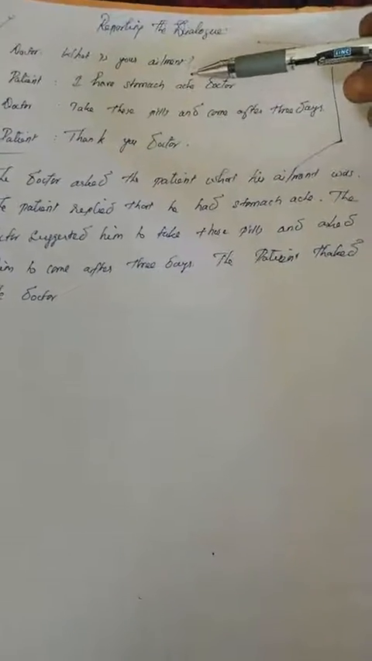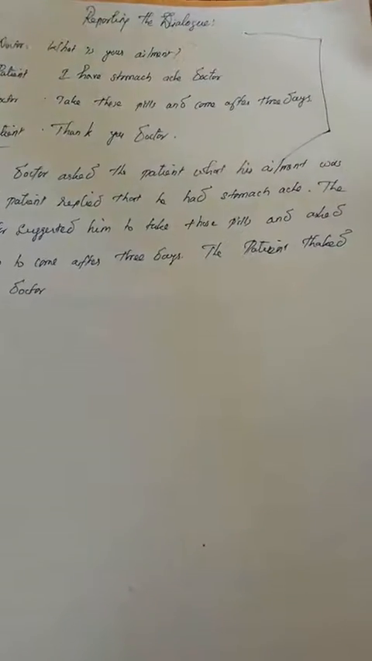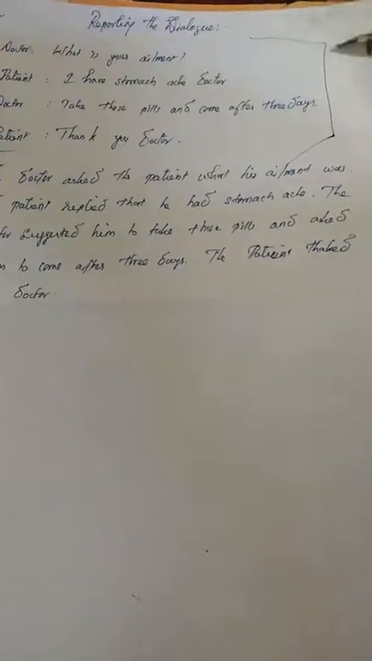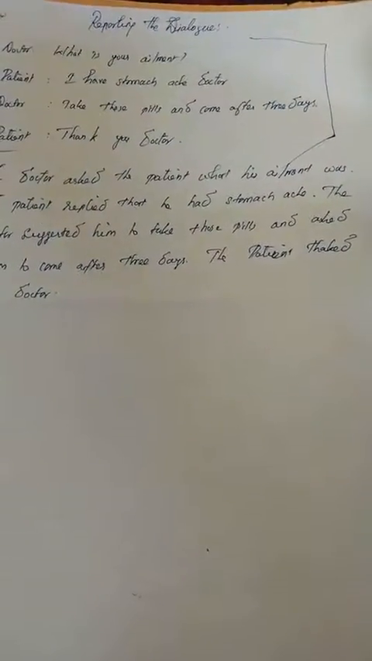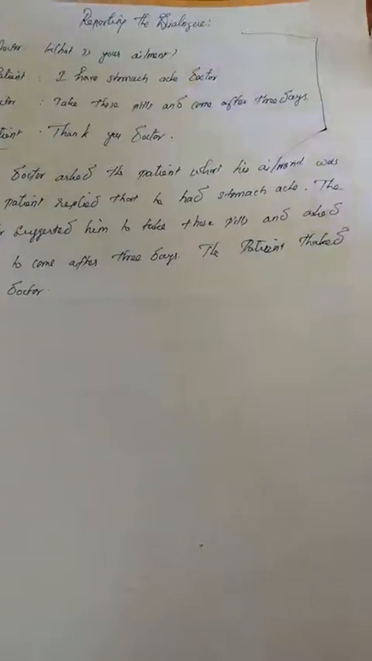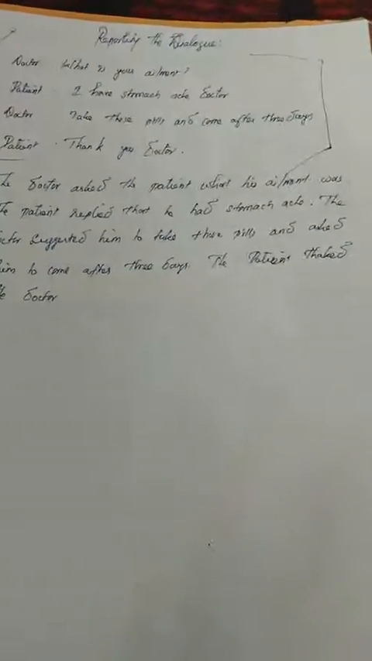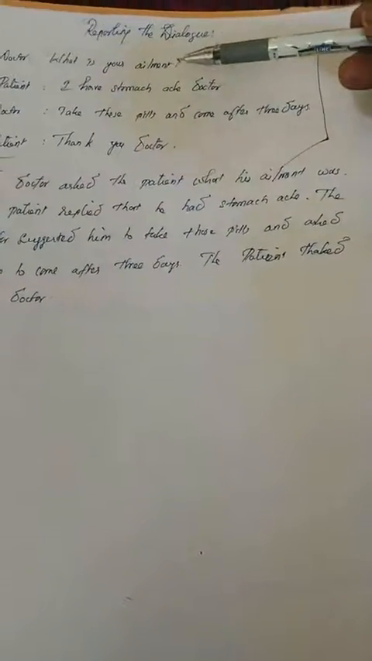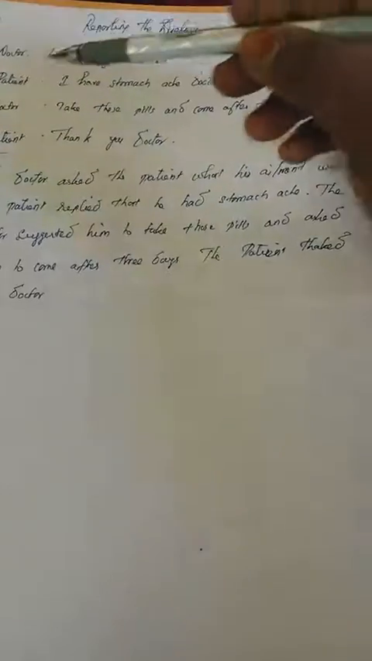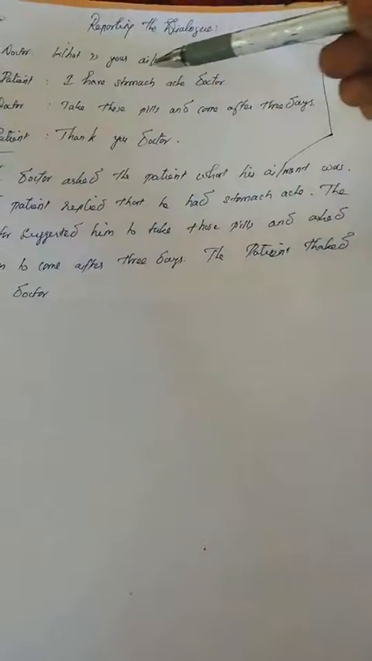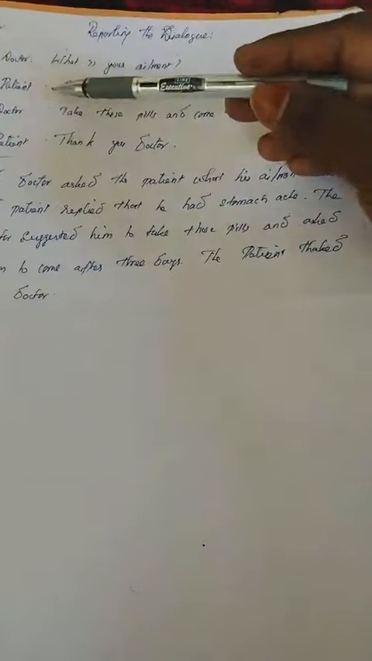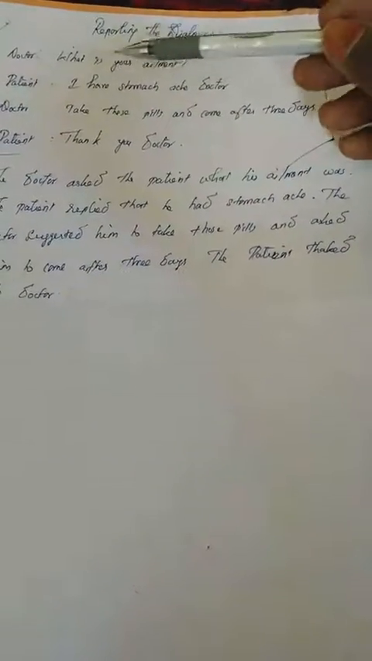If a sentence is given, how will you identify its type? We have four different categories: statement, interrogative, exclamative, and imperative. As you have read in the 10th standard, the same thing you are going to implement here. First, you have to understand the first dialogue. The dialogue is between the doctor and the patient. The first dialogue is: What is your ailment?